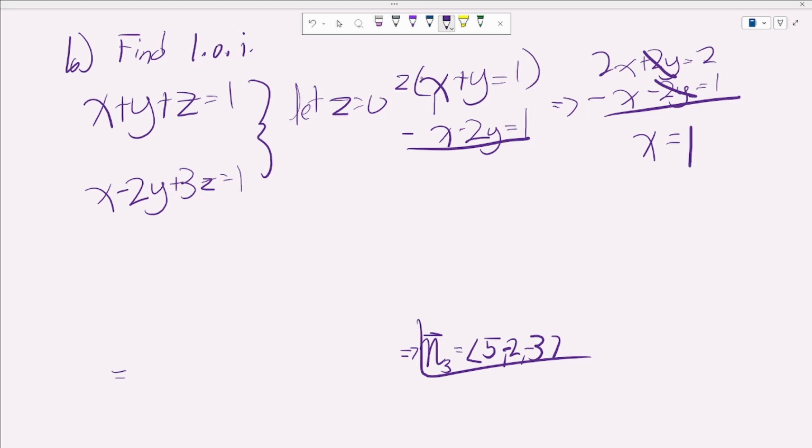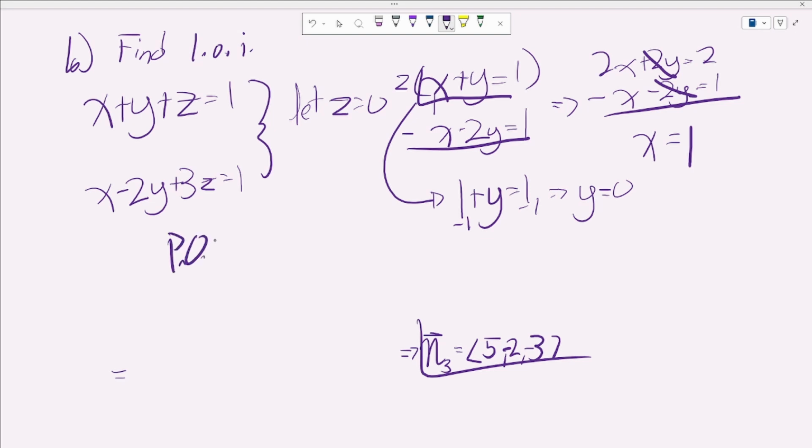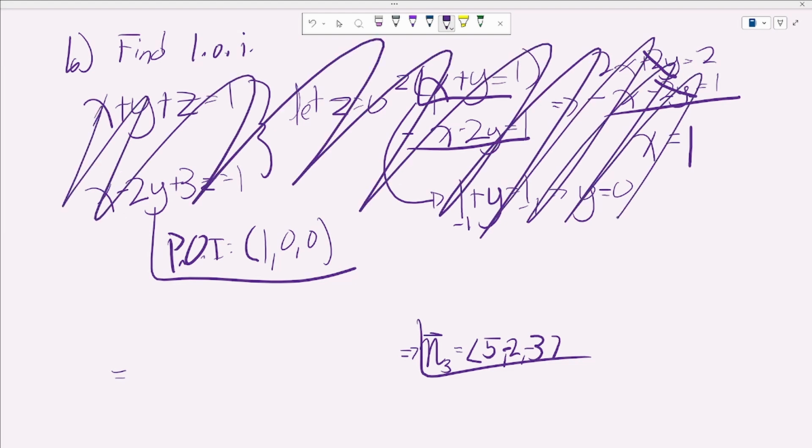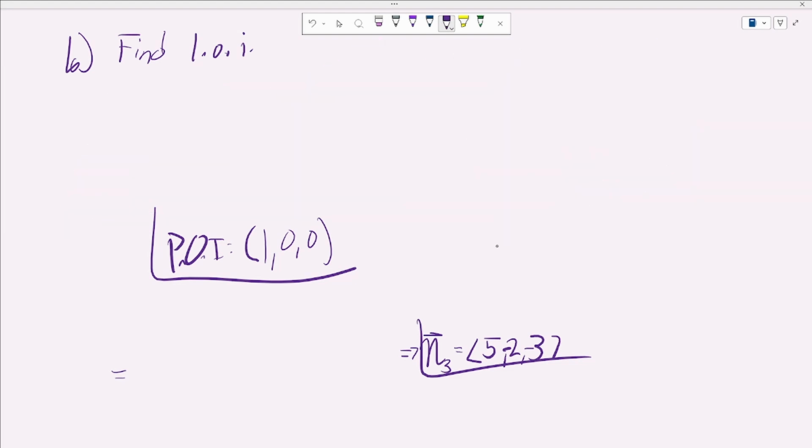So let's take one of our functions. Let's take our x plus y. We'll put our x is equal to 1 back into there. So we'll have 1 plus y is equal to 1. Subtracting 1 from both sides, we'll have y is equal to 0. And so what that means is a point of intersection on our line for both of these planes is going to be 1, 0, 0. So we have all of the information now that we need to find a line of intersection.